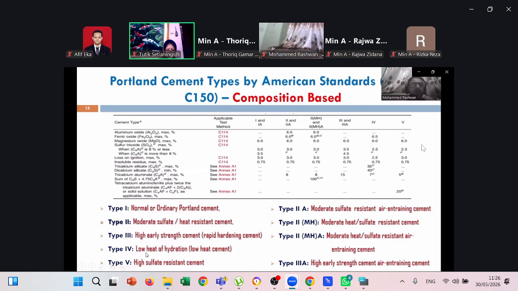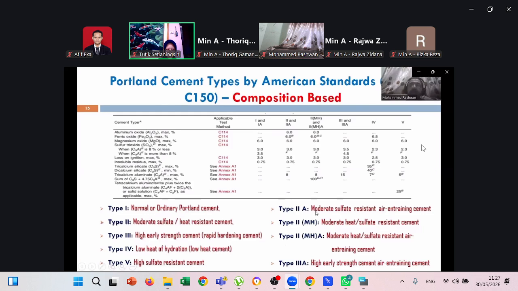Type 4 is low heat of hydration cement, commonly used in mass construction, like dams, which produce a high content of heat in joules. And finally, type 5 is high sulfate resistant cement, like type 2, but for areas or conditions with a very high content of sulfate. So we use this type of cement in such construction.